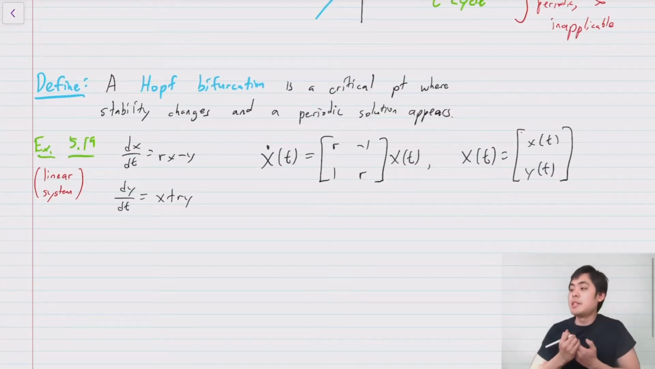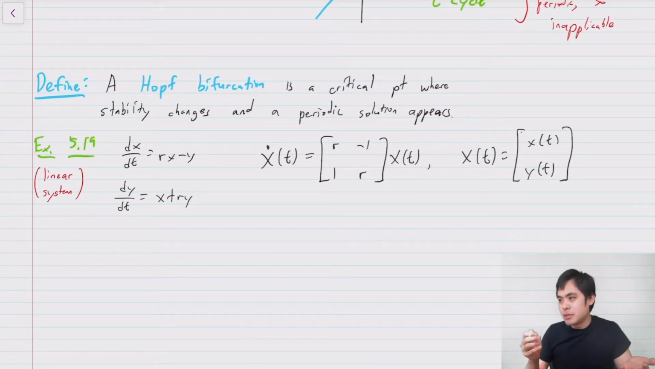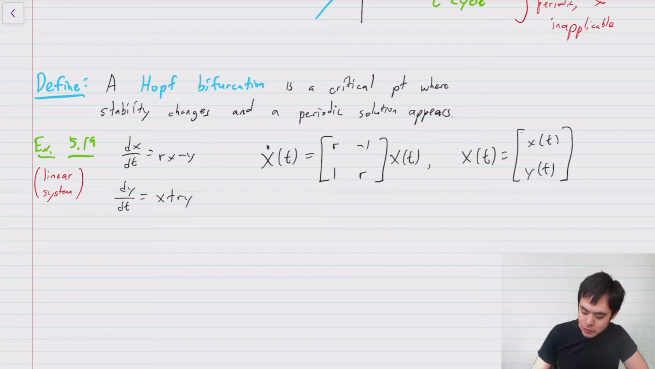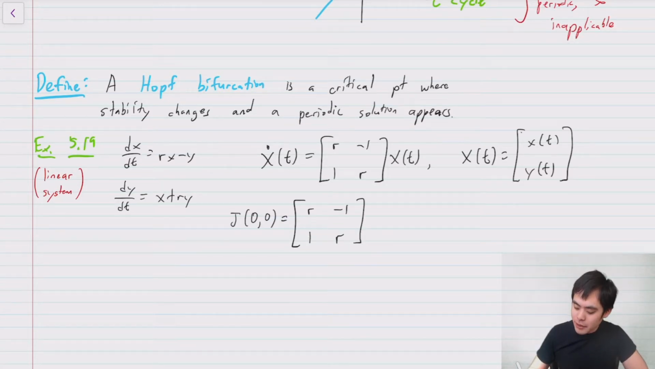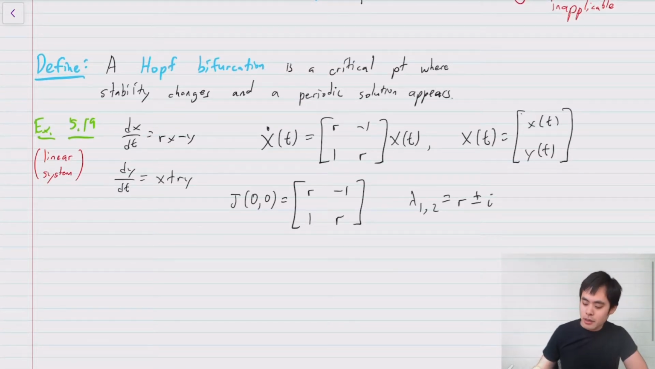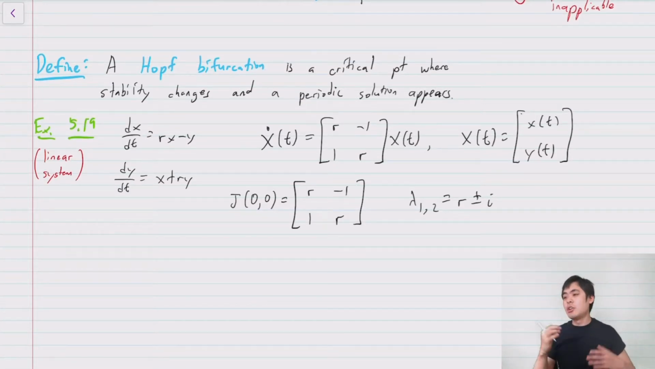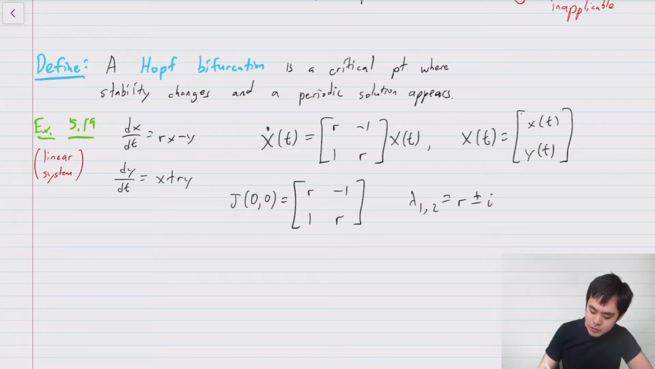And since this system is linear, it's pretty easy to find the Jacobian matrix, right? The Jacobian matrix at any point is just this matrix here. So therefore, the Jacobian matrix at (0,0) is equal to [r, -1; 1, r]. And if you compute the eigenvalues of this, it has eigenvalues of r plus or minus i. Okay? And so now let's consider different cases.